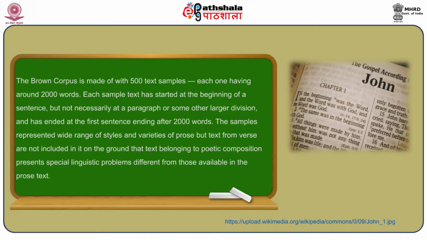The Brown corpus is made of 500 text samples. Each sample has around 2,000 words, which constitute nearly more than 1 million words. Each sample starts at the beginning of a sentence, but not necessarily at a paragraph or some other larger division, and ends at the first sentence ending after 2,000 words. The samples represent a wide range of styles and varieties of prose.